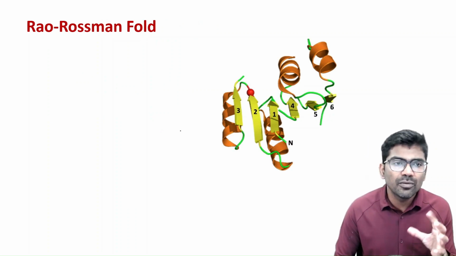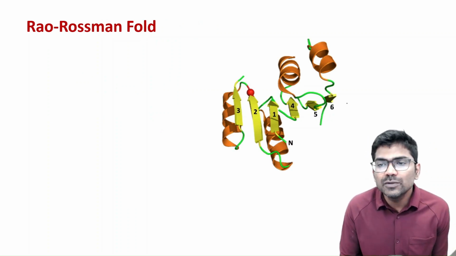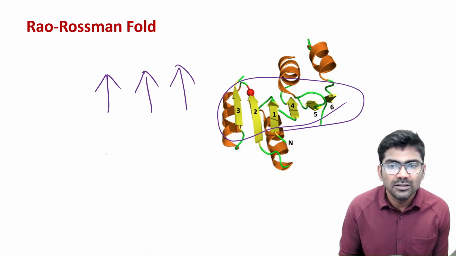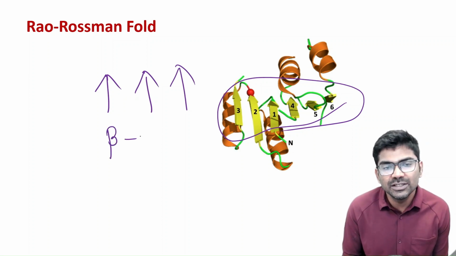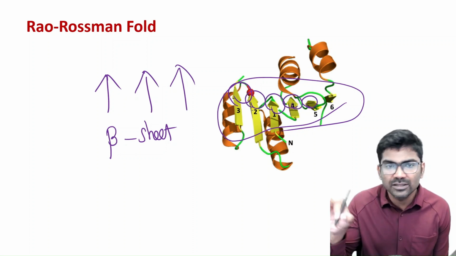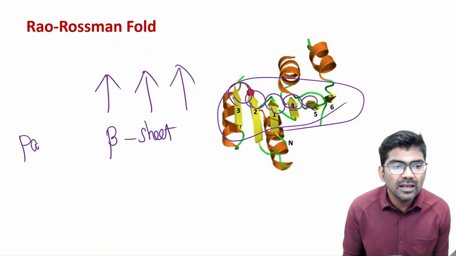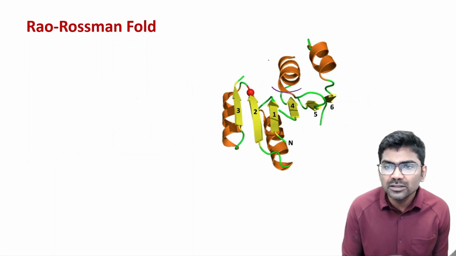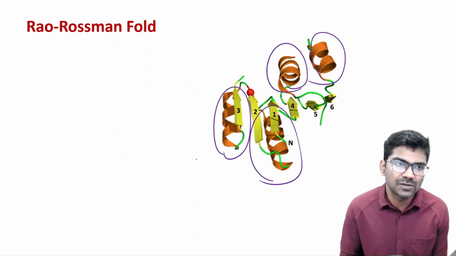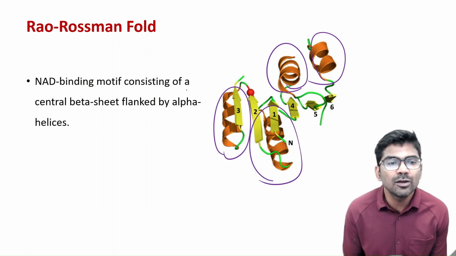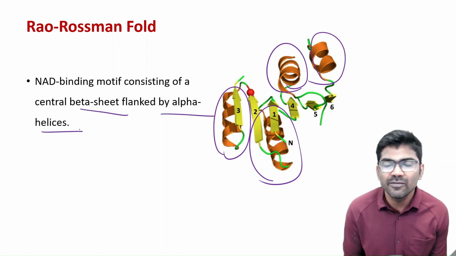Look at the structure of Rossmann fold. What are you seeing? Look at this. What is this arrow indicating? This is indicating beta pleated sheet, right? And look at the direction of the arrows. So they are all in same direction. That means this is a parallel beta sheet, right? And this beta sheet is flanked by alpha helices. So Rossmann fold is NAD binding motif consisting of beta sheet flanked by alpha helices.